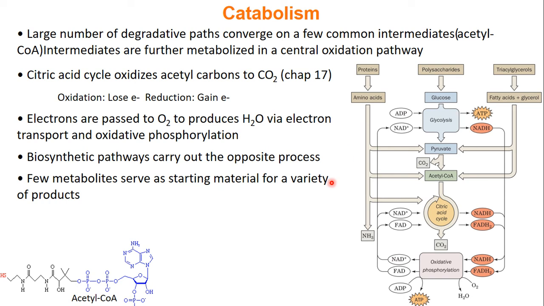And like the catabolic pathways, where you only create a few common intermediates, you only have a few metabolites that are your starting point. So when you break down stuff, you only break it down into a few things. And when you build stuff, you only use a few things to start with to build it.